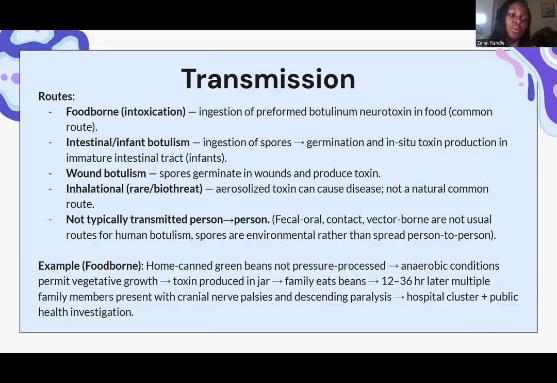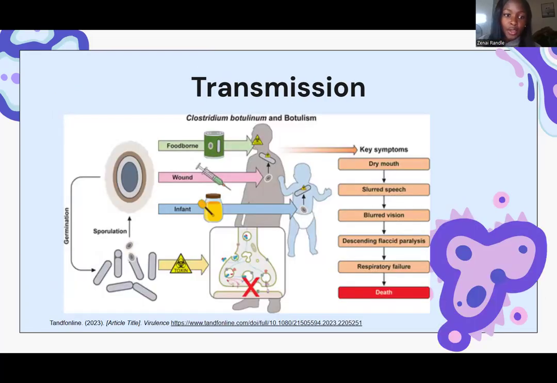An example of someone getting foodborne botulism is having home canned green beans that aren't pressure processed, creating anaerobic conditions to permit vegetative growth. The toxin is then produced. The family eats the beans. 12 to 36 hours later, the family has cranial nerve palsy and descending paralysis, and then a hospital cluster and public investigation is occurring. This diagram represents transmission from the spore to the person of all the different ways, and then lists some symptoms.